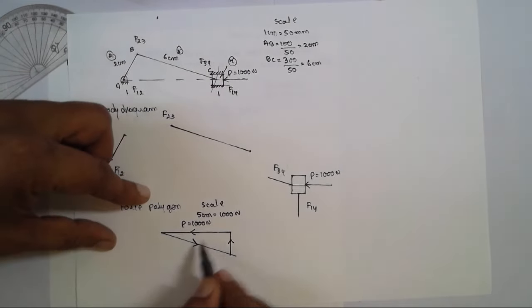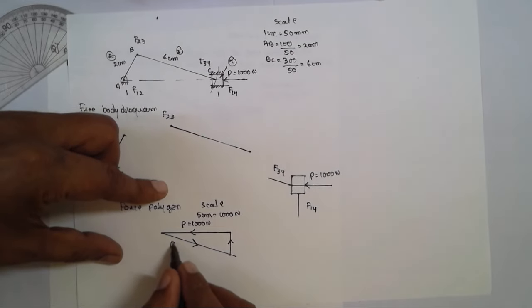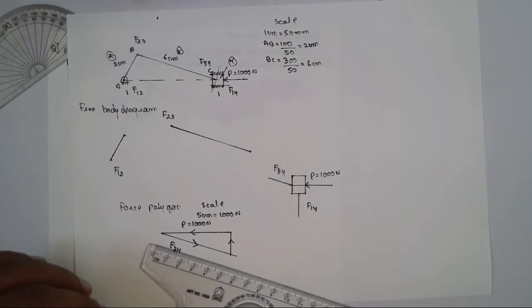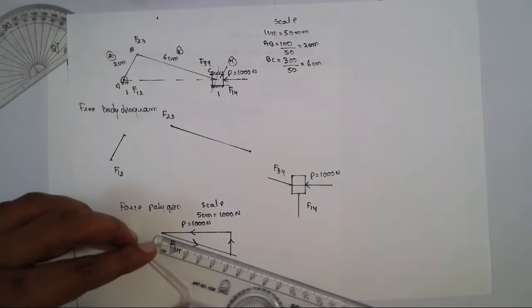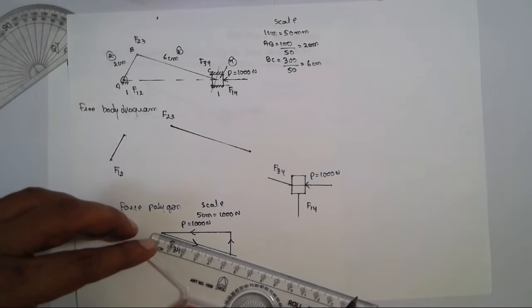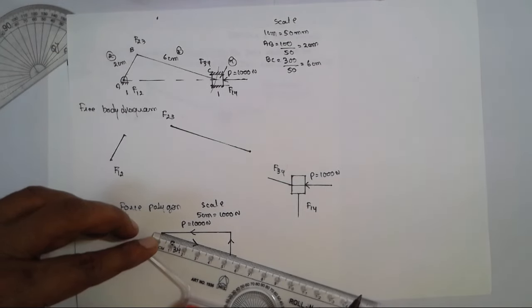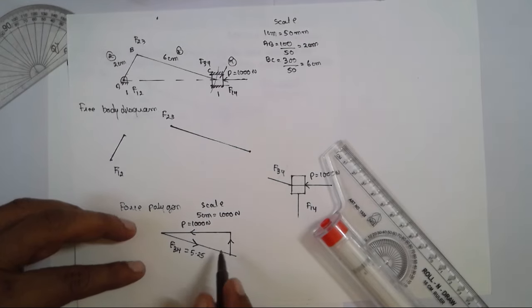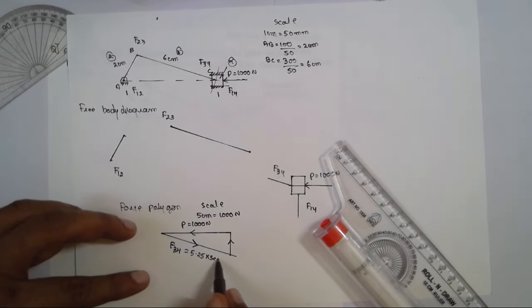Now, this line indicates what? F34 line. F34 is a line here. Now, measure the value of this line. If you measure it, the value will be 5.2 or something around 5.25. Write it here, 5.25 into the scale you have to consider. That means 5.25 into scale, which is 1000.